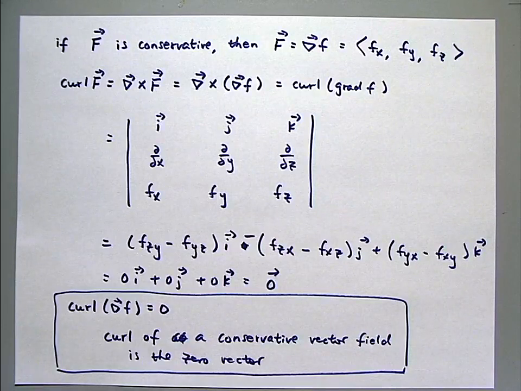But this statement is true. Curl of a conservative vector field is 0. So that's a very important result to keep in mind.